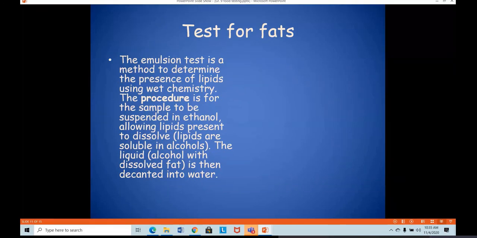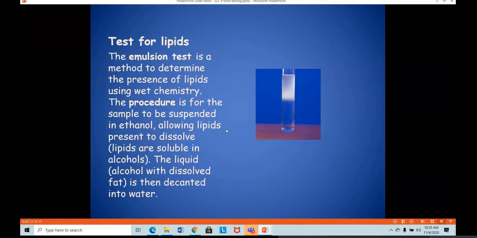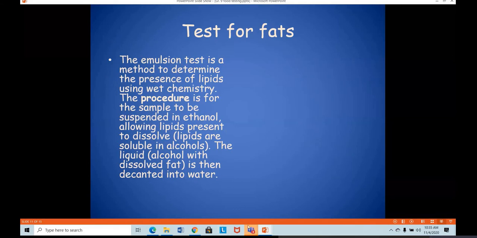The name of the test is known as the emulsion test. The emulsion test is a method to determine the presence of lipids using wet chemistry. So what do you understand by wet chemistry?